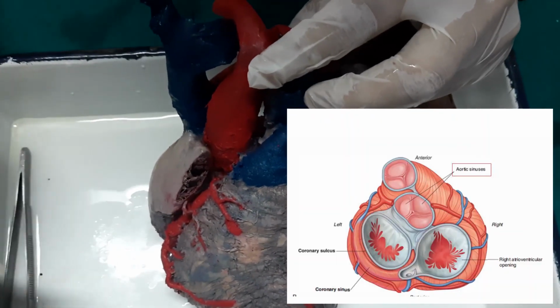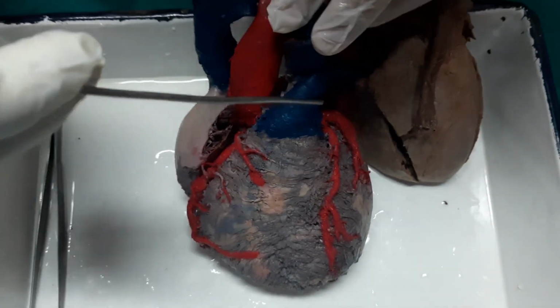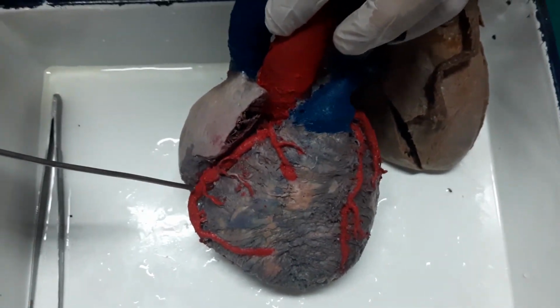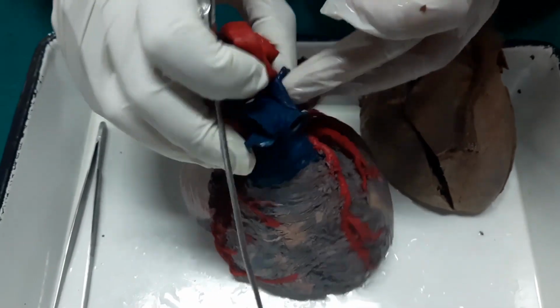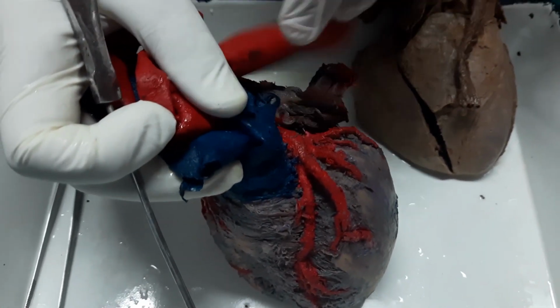And you can see this is the diaphragmatic part. This is the atrioventricular groove here, where the arteries are running on both sides. The one on the right side is the right coronary artery, and on the left side is the left coronary artery.